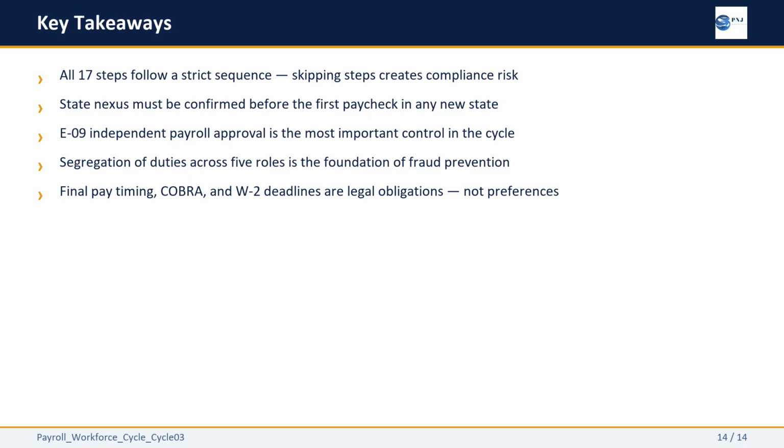Keep the 5 segregation of duties roles separated, and document compensating controls when full separation is not possible. And when an employee separates, treat final pay timing, COBRA notices, and W-2 deadlines as legal obligations, not administrative preferences. These disciplines protect your organization and your employees.